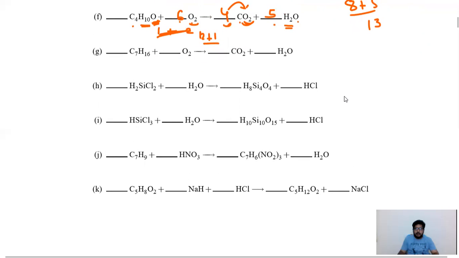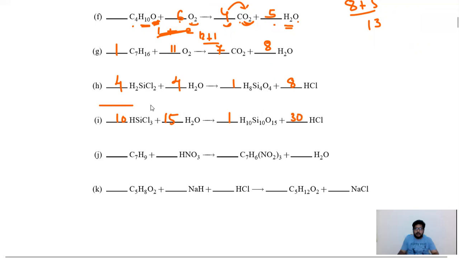Now you can balance the remaining ones. You can pause, balance, come back, check the answers. For G it is 1, 11 O2, 7 CO2, 8 H2O. H: 4 H2SiCl2 plus 4 H2O gives rise to 1 H8Si4O4 plus 8 HCl. I: 10 HSiCl3 plus 15 H2O gives 1 H10Si10O15 plus 30 HCl.